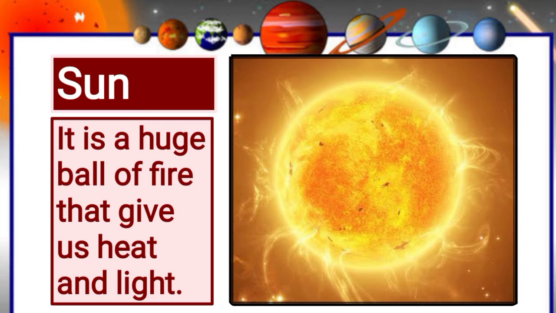So we can say that the sun is a ball of hot and burning gases, and it is made up of gases called hydrogen and helium, and it is the nearest star to the earth, and even the sun is the major source of all energy for life on earth, like it gives us heat and light.